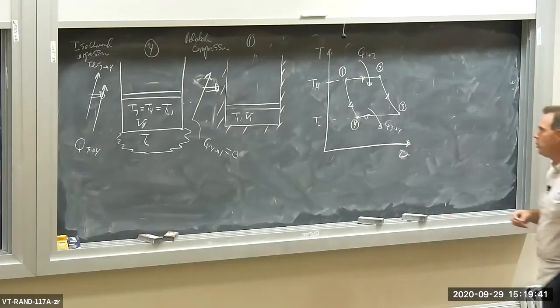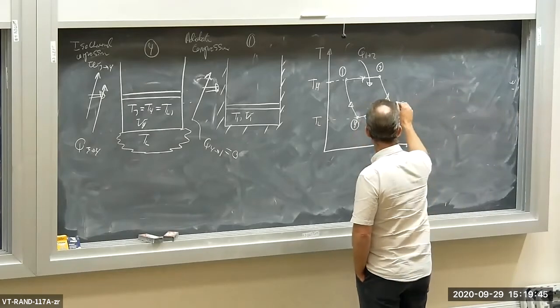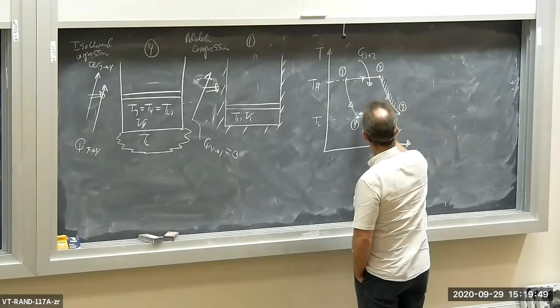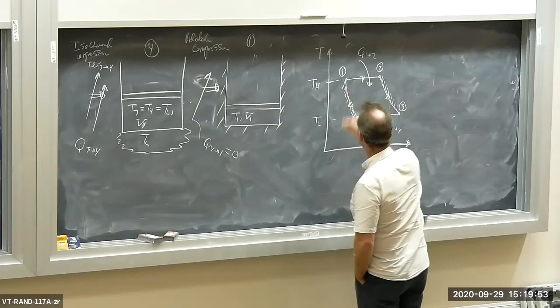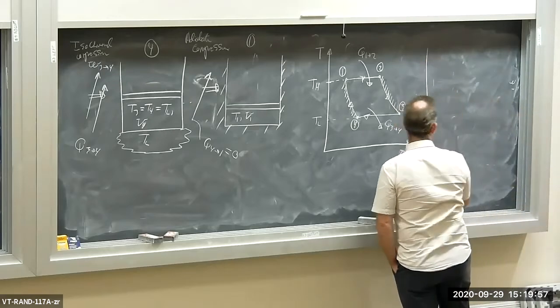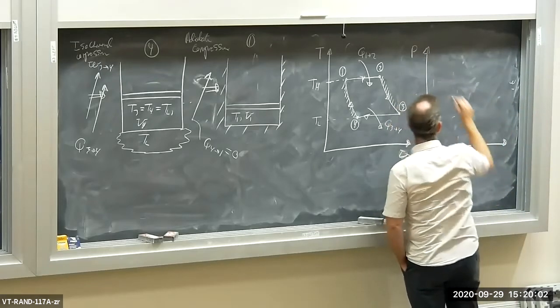So let's make sure we indicate where the heat transfer is not occurring. 2 to 3 is adiabatic, and 4 to 1 is also adiabatic. So I'm going to put some little cross hatches there. All right? What about the pressure volume diagram? Let's look at that. Pressure volume.